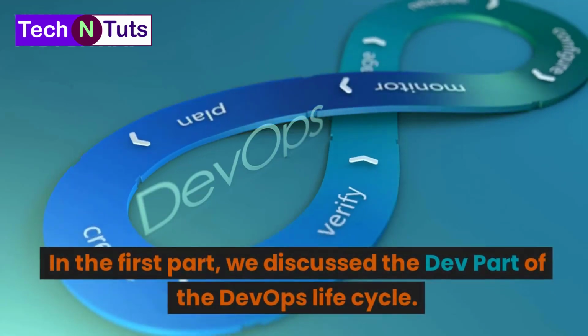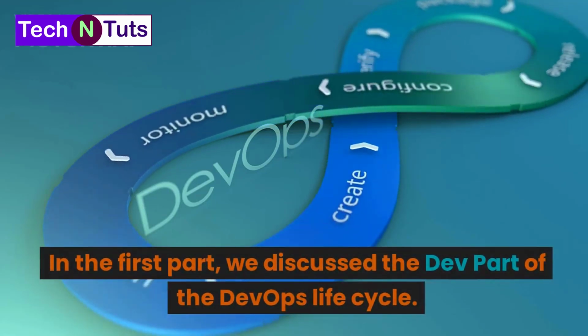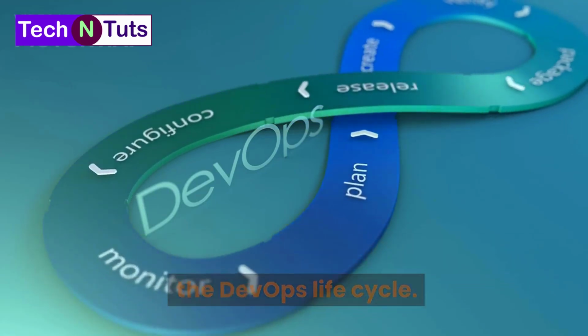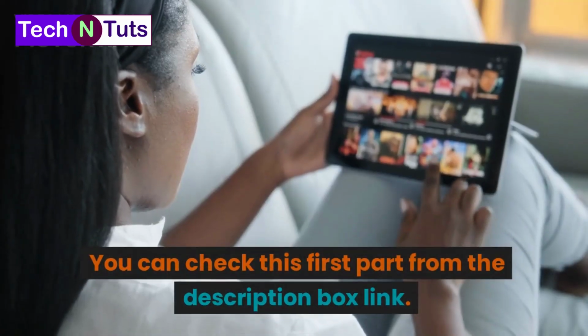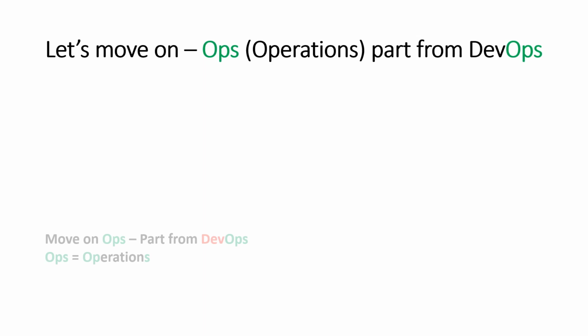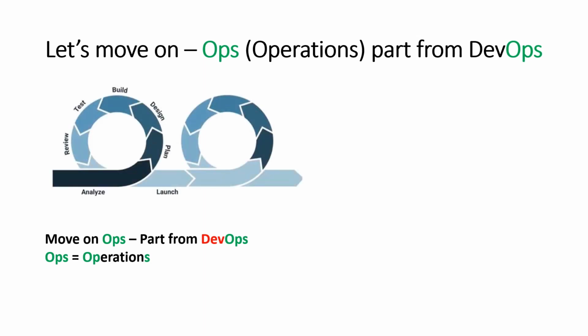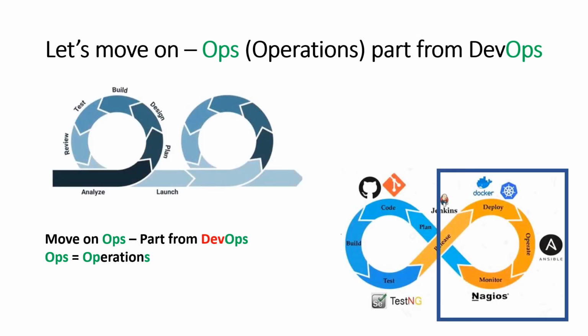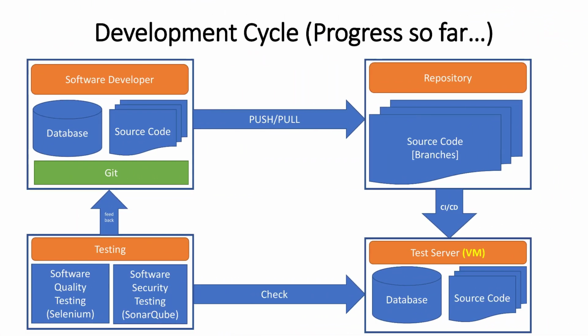In the first part, we discussed the dev part of the DevOps life cycle. You can check this first part from the description box link. Now we would like to move on to the operation part, which is ops. As per our discussion earlier, we have progressed so far on the dev part cycle.